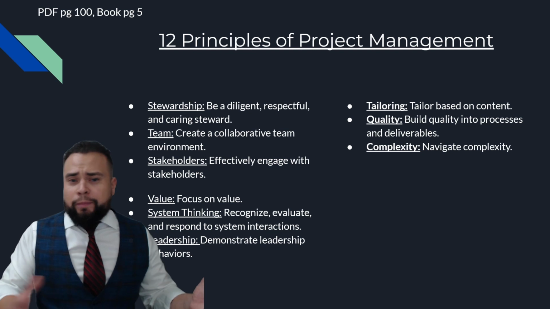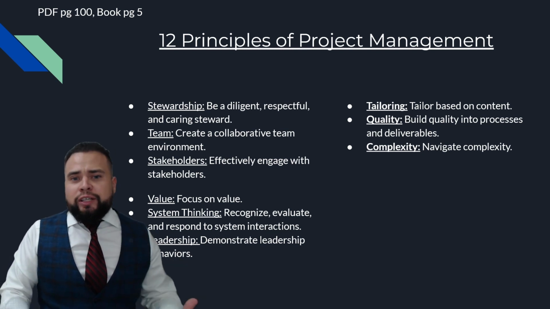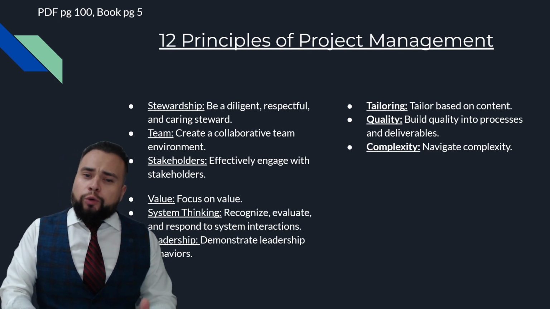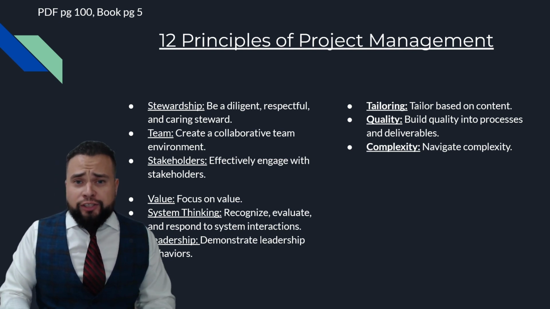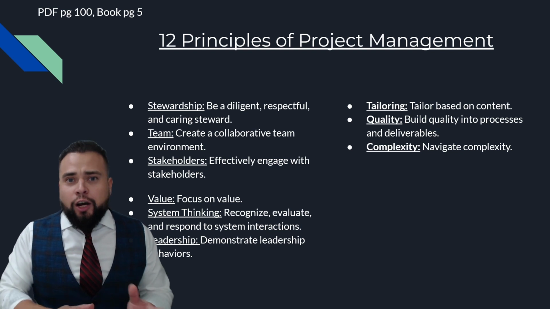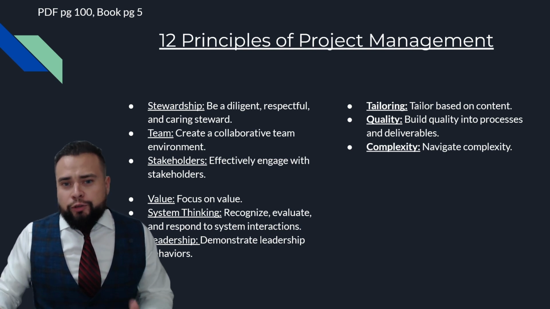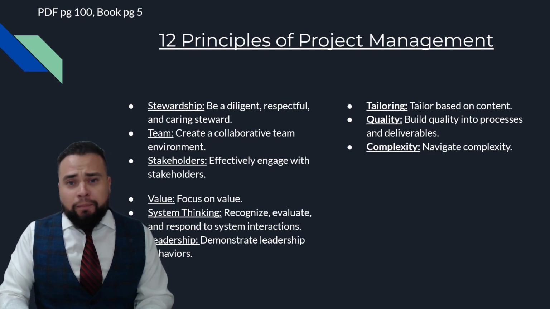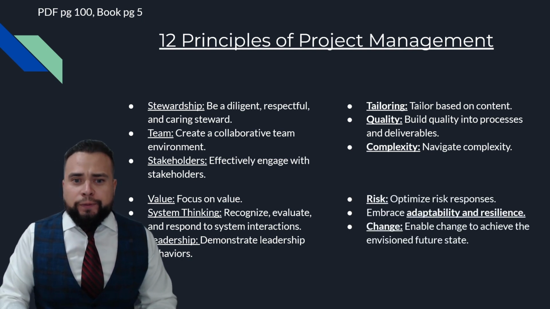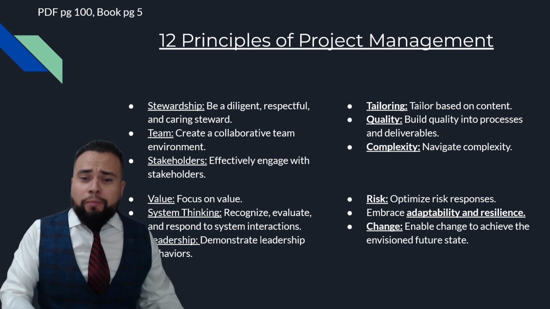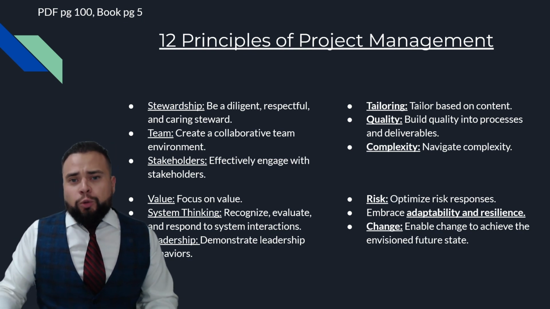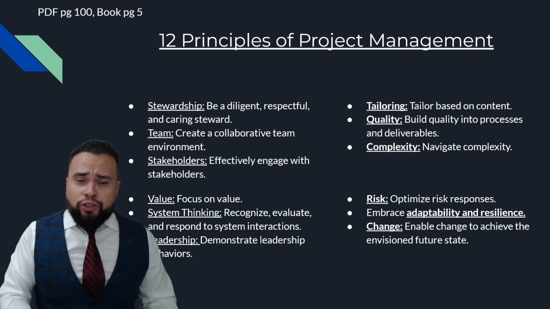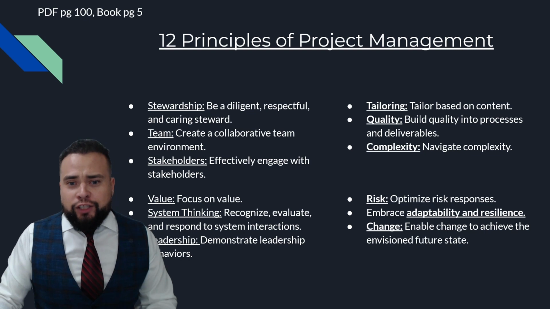We also have, remember, there's 12. We're tailoring based on content or context, and quality. We're going to build quality into processes and deliverables. And this could help prevent problems in the future or just problems in general. And complexity. We're going to navigate the complexity. There's a lot of moving parts. And then risk. Optimize our risk responses. We're going to embrace adaptability and resilience. And then change. Enable change to achieve the envisioned future.